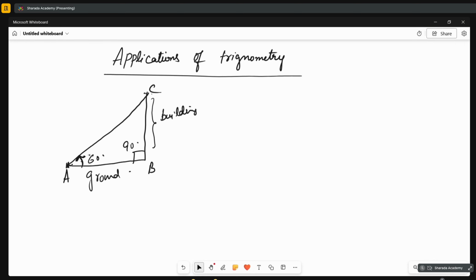Then angle of depression. See, for example, this we call as angle of depression.